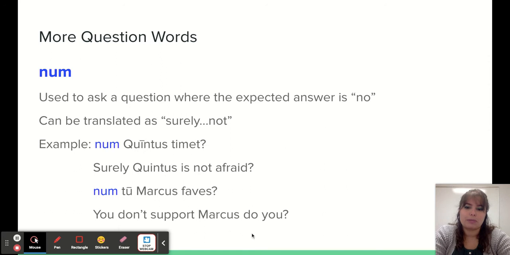This is showing you another example of how you can translate this. We have num tu Marcus faves. You don't support Marcus, do you? And again, the way you ask that question shows that you're kind of expecting the answer to be no, right? You don't support Marcus, do you? No, of course not. Of course I don't support Marcus. So that's what's going on here. It's asking a question where you're expecting the answer to be no. So again, this will typically be at the beginning of the sentence or clause. And again, surely not is kind of the easiest way to start for translating, but whatever of these ways works. Again, you're just wanting to get that sense that you are expecting the answer to be no.